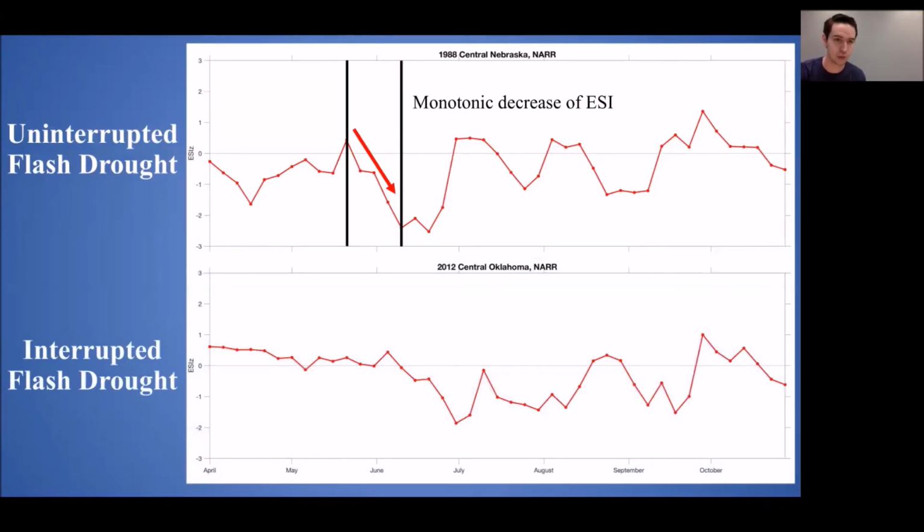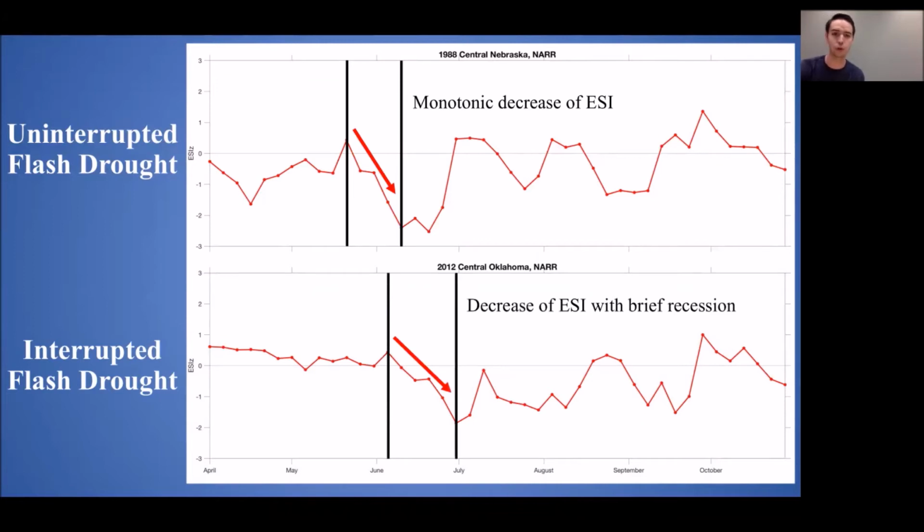And then give an example of an interrupted flash drought. This one will be taken from 2012 in central Oklahoma. And so we can see this one also starting in early portions of June and ending in early July. We see that this one actually does have a pentad change where there was a brief recession in ESI where it did go up, but overall the trend still decreased towards the end. So that's just an example of what was being collected for all the grid points over all the years.